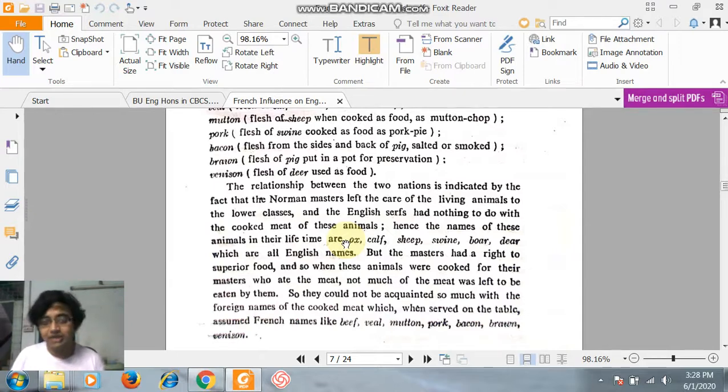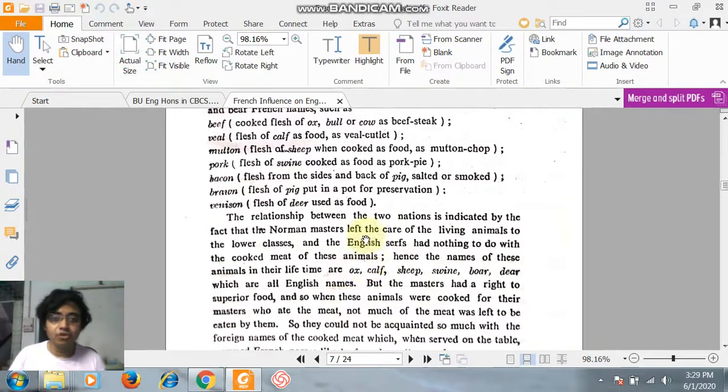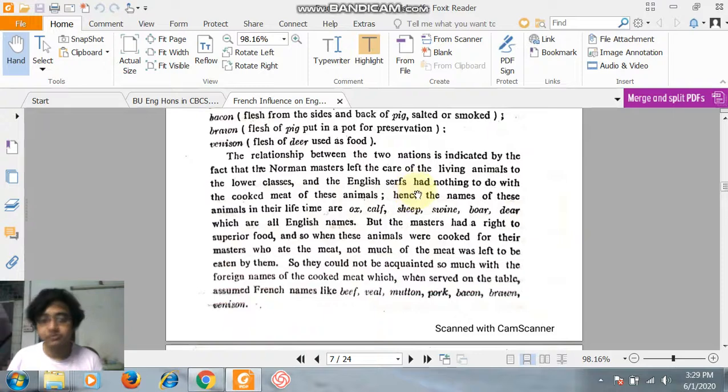So it's been clear that the cooked food has been cooked by the masters, but all these words, pig, swine, the animals have actually been nourished and nurtured by the native English people. So English people were serfs and French people were masters, and hence the names of these animals in their lifetime are English in origin. Terms like ox, calf, sheep, swine, boar, deer are all English names.